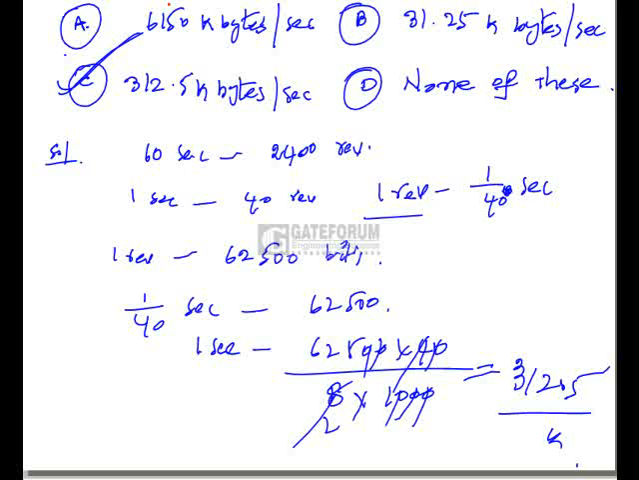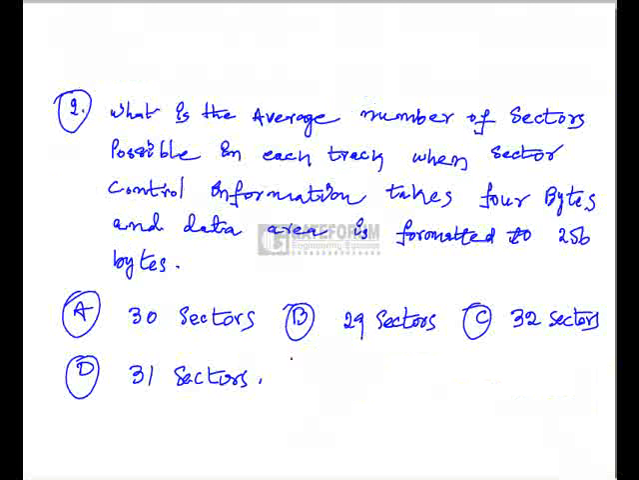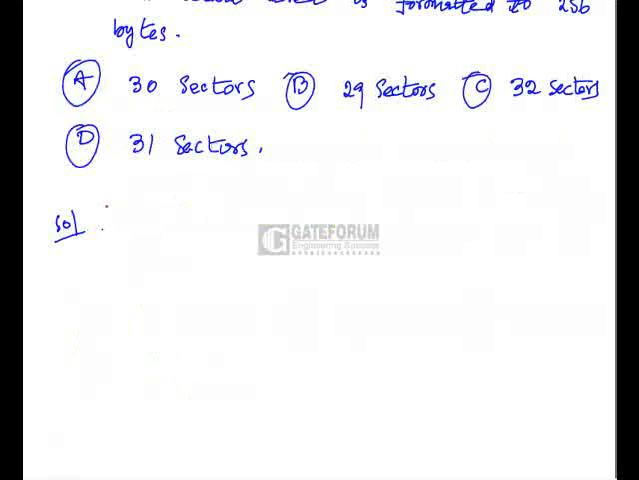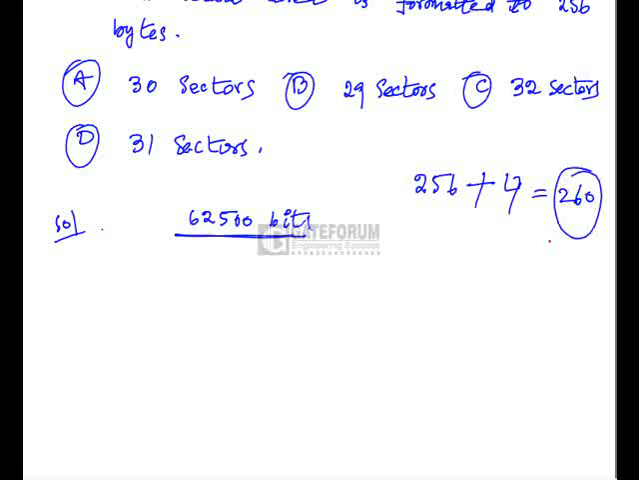There is another question on this same data. The second question is, what is the average number of sectors possible in each track when sector control information takes 4 bytes and the data area is formatted to 256 bytes? So we need to find out the number of sectors possible in the given track. The track size is 62,500 bits. A sector's formatted data area is 256 bytes plus header and trailer, that is control information, 4 bytes, total 260 bytes.